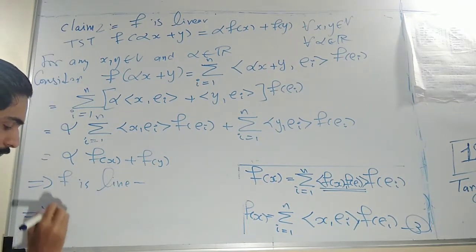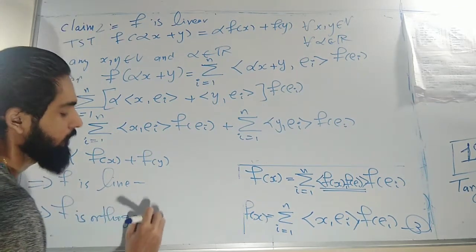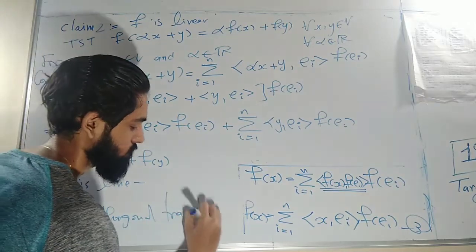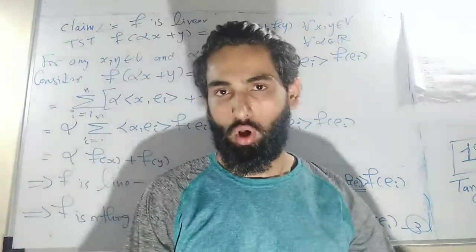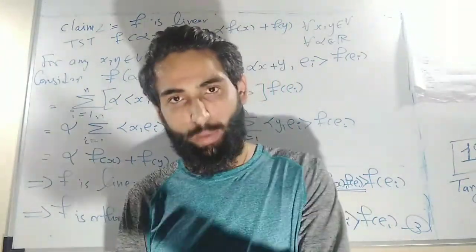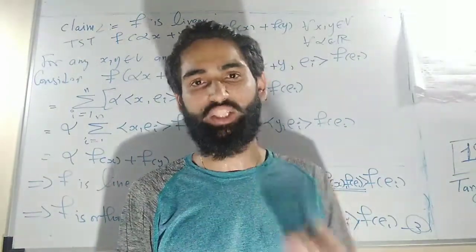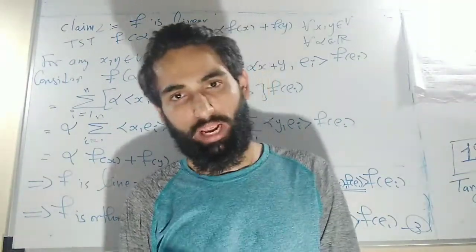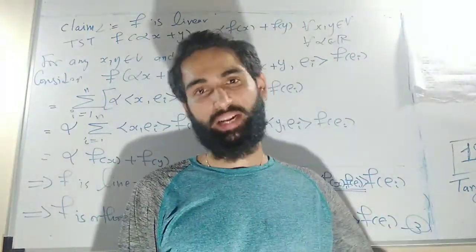Now I can conclude my f is an orthogonal transformation. So now we have proved this is an orthogonal transformation. Hence from now we can conclude any isometry which preserves the origin is definitely an orthogonal transformation. One more time I will say, an isometry may not be a linear transformation.